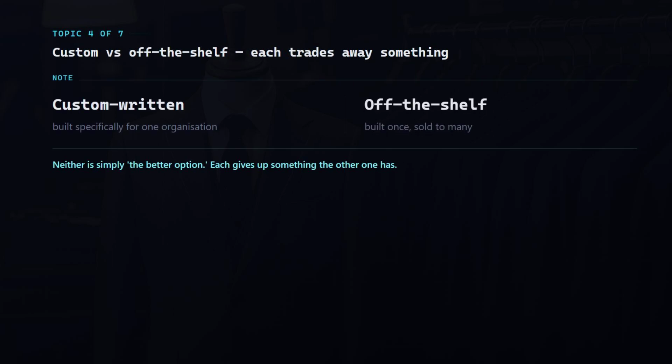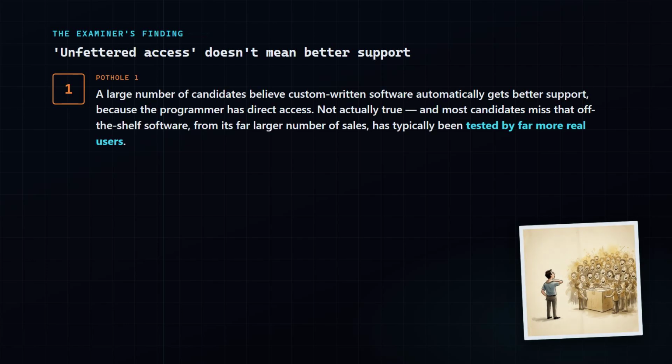Custom-written software is built specifically for one organization. Off-the-shelf software is built once and sold to many. Neither one is simply the better option. Each trades away something the other one has. Here's the first documented finding.